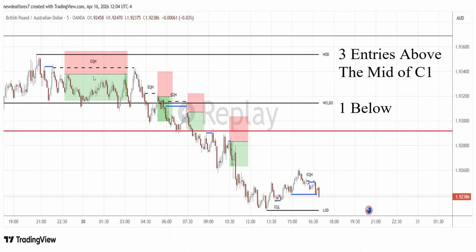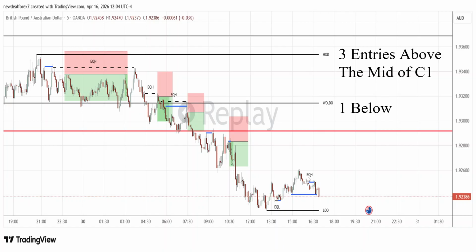These are all 20 pip stop loss, 20 pip take profit. So that's trade one, trade two, trade three. Awesome. And then you have one more right here underneath it. This still did work out. But after that, you just get consolidation. You're starting to see equal lows and all that. And that's just not worth trading down there.